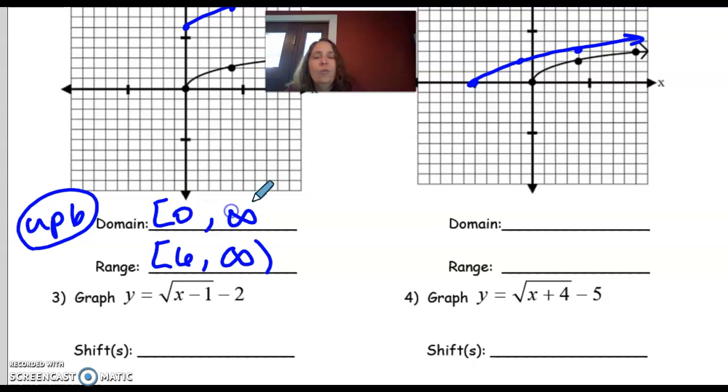It's still 0 to infinity. Go ahead and try and see what you can do with the domain and range for number 2.